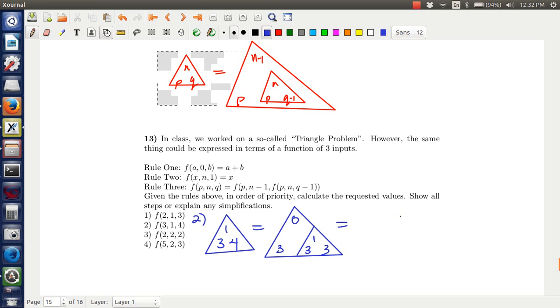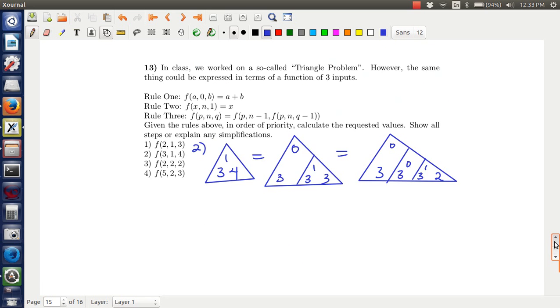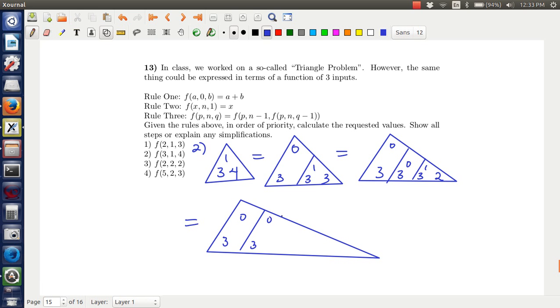We could even think of it this way. 3, 1, 3 becomes what? It becomes 3, 0, 3, 1, 2. Aha, we're kind of nesting the triangles. 3, 0, 3, 0, 3, 0, 3, 1, 1, and then that answer is 3. So this is a 3, and then we're adding 3, 3, 3, which is 12.